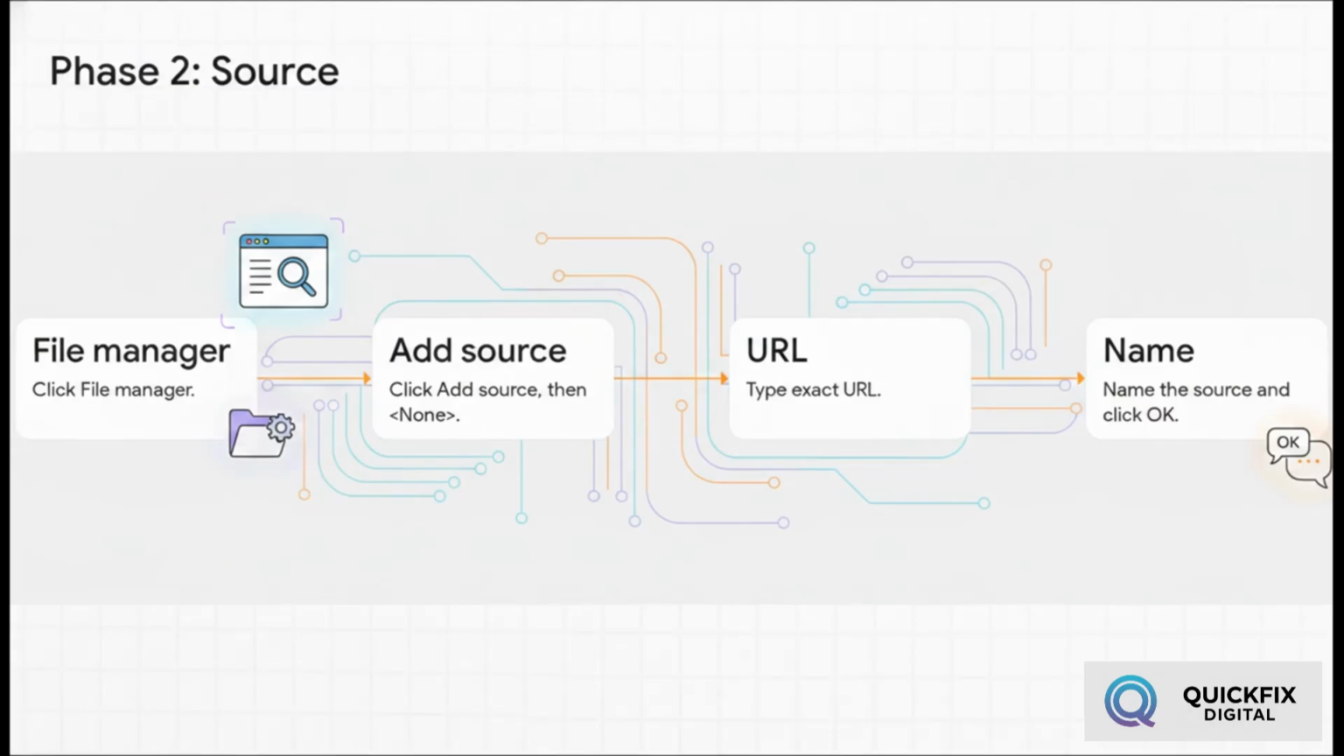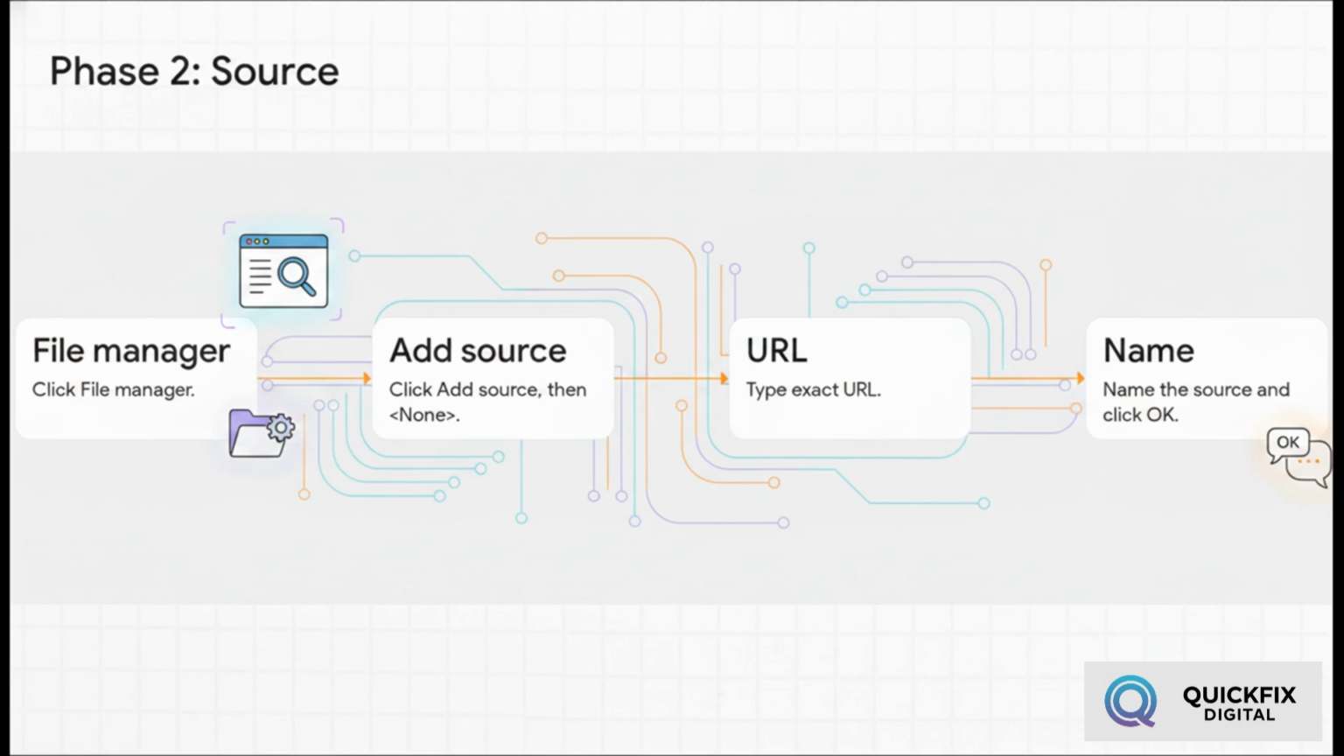Now for Phase 2. This is where we build the actual connection to the repository by telling Kodi exactly where on the web it needs to look. Head back to Settings and click File Manager, then Add Source. Click right where it says None, and this is where you type in the exact URL of the repository you want.